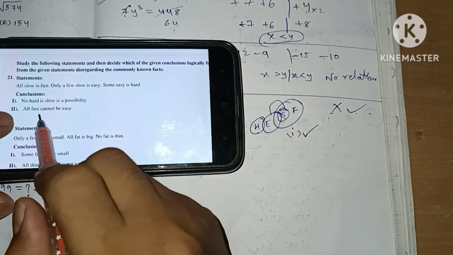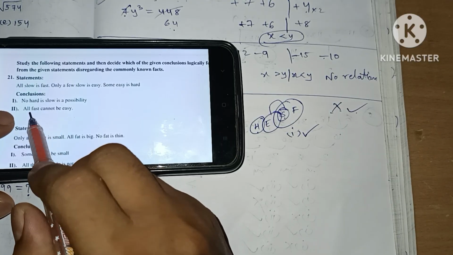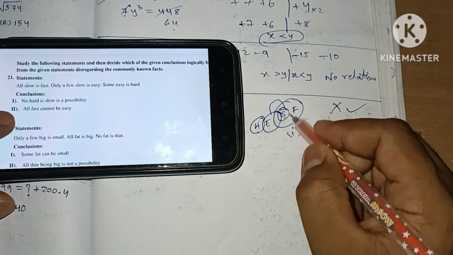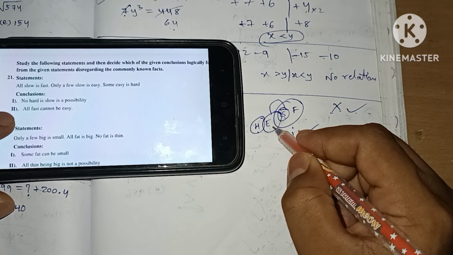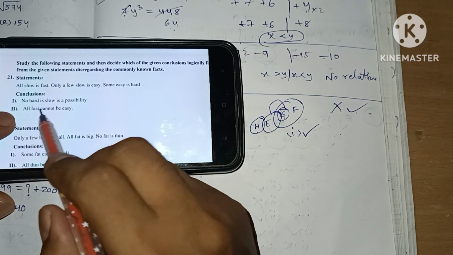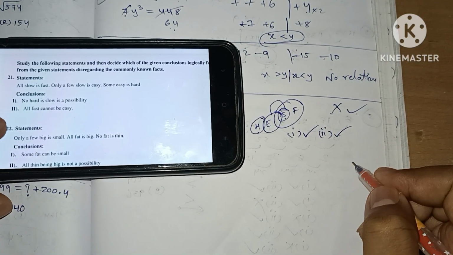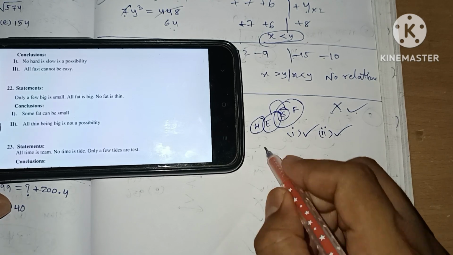Second conclusion, all fast cannot be easy. We see not here, so we check whether all fast can be easy is a possibility or not. All fast can be placed inside easy. It is not possible. All case fails, which means the all-cannot case will be true. The second conclusion is true.